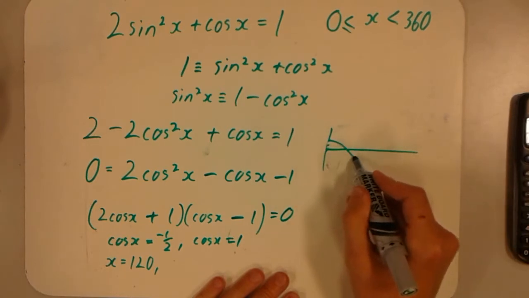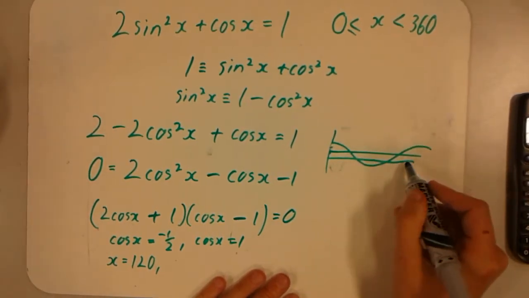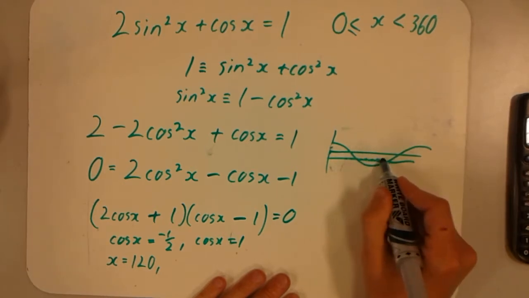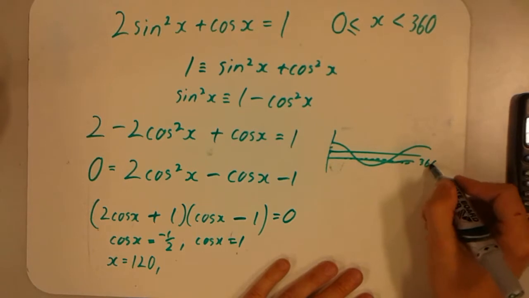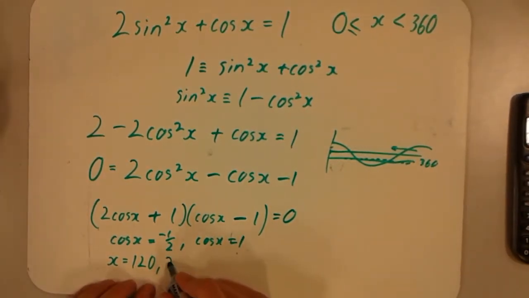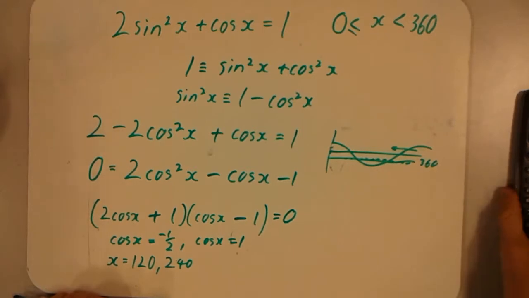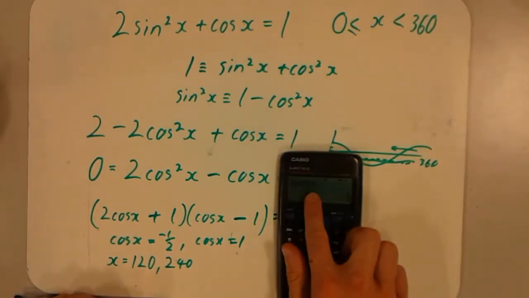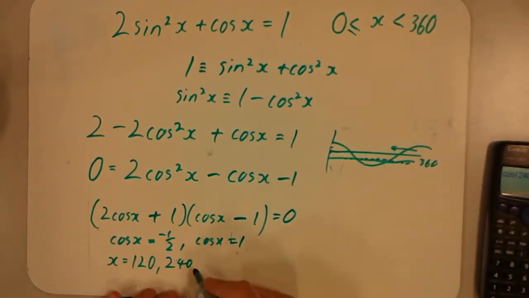if we've got one solution at 120, the other solution will be at 360 minus 120. So that will be 240. If you want to check that, you can always just do cos of 240, and you will get minus a half. So that's a good way to just check you've done the rule correctly.